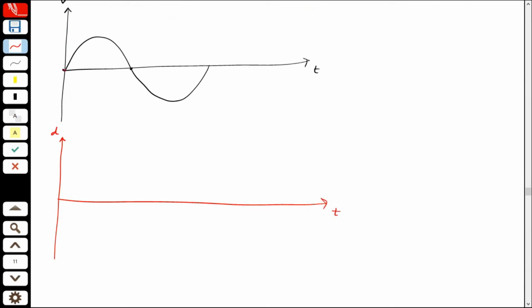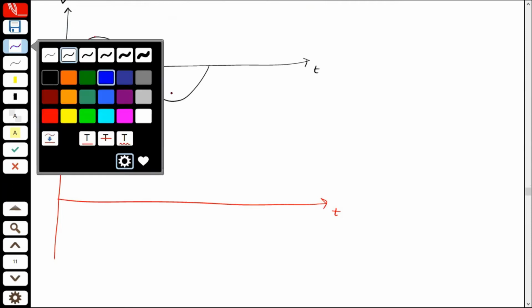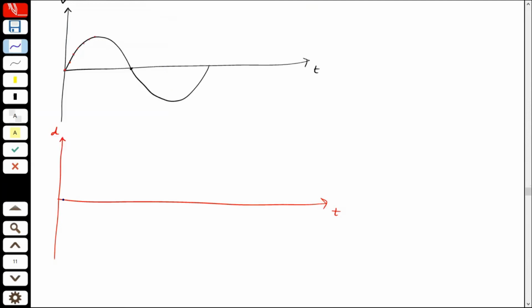Velocity is 0 at this point and velocity is increasing. So the gradient of this object's displacement time graph should increase. Gradient should be 0 at this point and should increase up to this point, because when velocity is maximum, the gradient should be maximum.